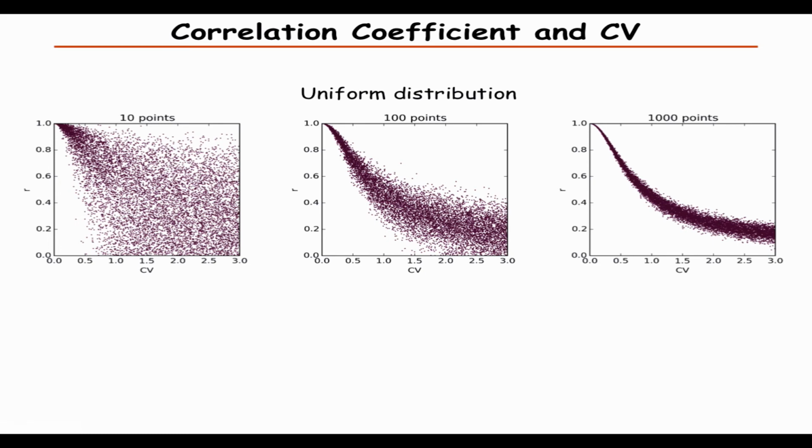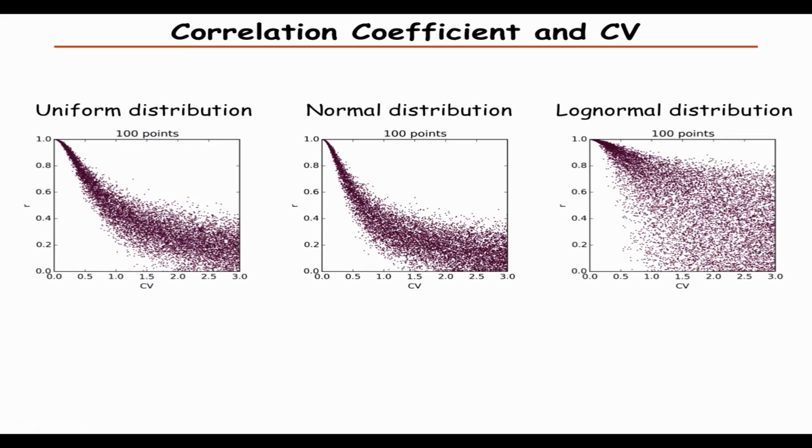So this is one problem with using the correlation coefficient. Another problem is that for different distributions you get different relationships. Here, in the last figure, we looked at the uniform distribution. Now we're looking at 100 points. If we look at the normal distribution, it looks very similar to the uniform distribution. But if we have a log normal distribution, it's a skewed distribution, so we have quite a lot of outliers.